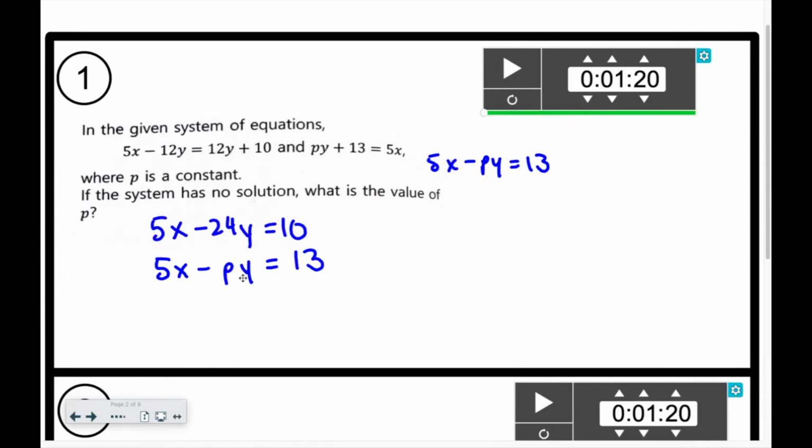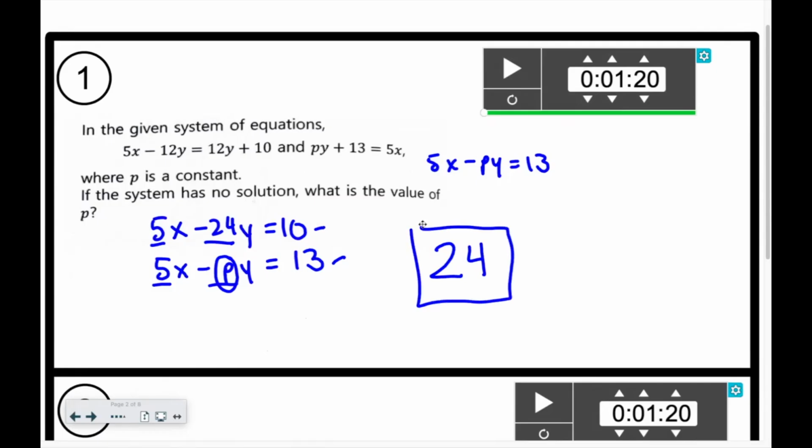Now it's very easy to see. So we know that in standard form, there is no solution when the coefficients of x and the coefficients of y are the same, but the constants are different. So all we have to do is choose p to be 24, and then that scenario is going to work out. So p is simply just equal to 24.